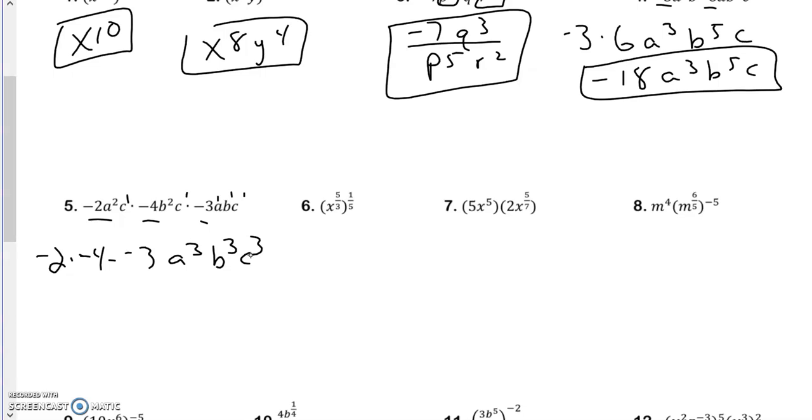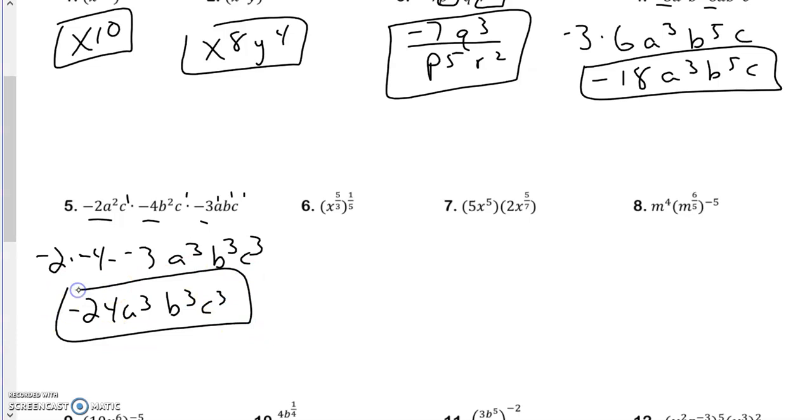I multiply the three numbers. Negative 2 times negative 4 is positive 8. 8 times negative 3 is negative 24. A to the 3rd, b to the 3rd, c to the 3rd. With fractions, we just don't do anything different. We just still distribute. I also notice that I can cancel out the 5, so I get x to the 1/3.